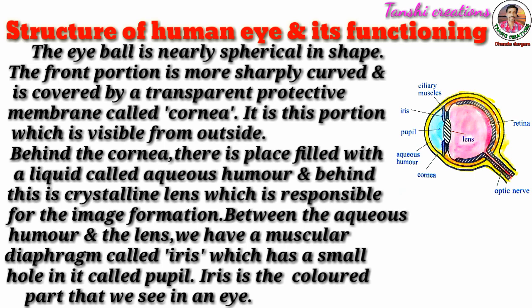Behind the cornea, there is a place filled with a liquid called aqueous humor, and behind this is the crystalline lens which is responsible for the image formation. Between the aqueous humor and the lens, we have a muscular diaphragm called iris, which has a small hole in it called pupil. Iris is the colored part that we see in an eye.